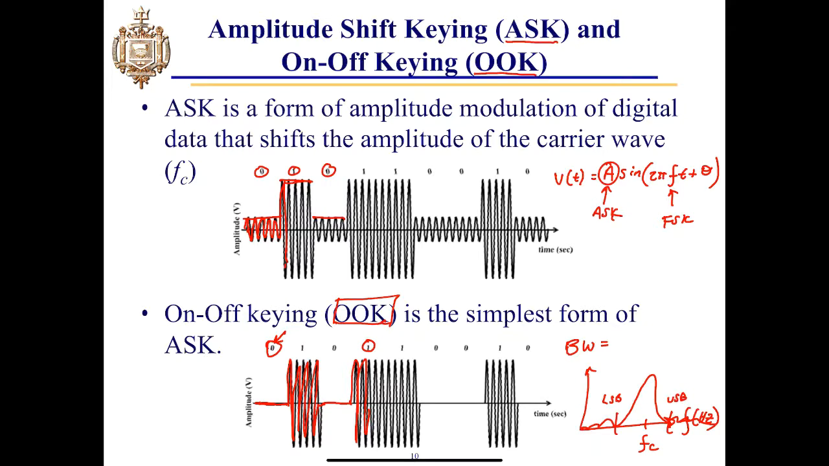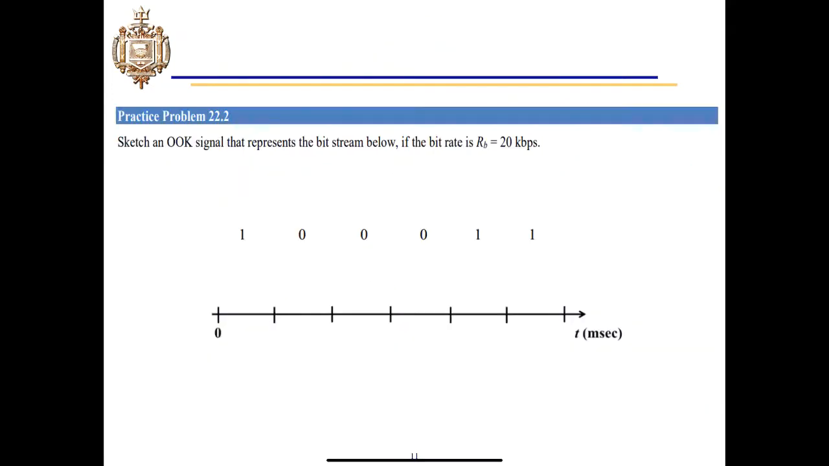So the bandwidth for this is just going to be 2 times your bit rate. Remember, the distance here is your bit rate. The distance here is also your bit rate. So we have 2 times your bit rate. This is the bandwidth equation for amplitude shift keying.